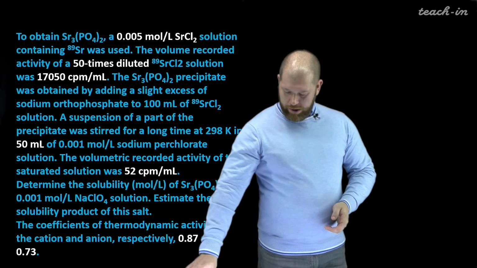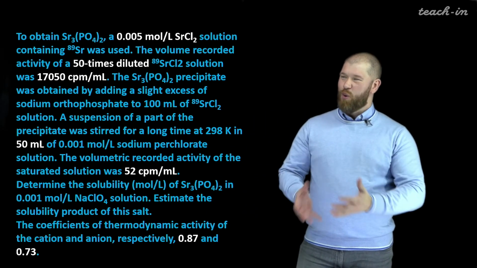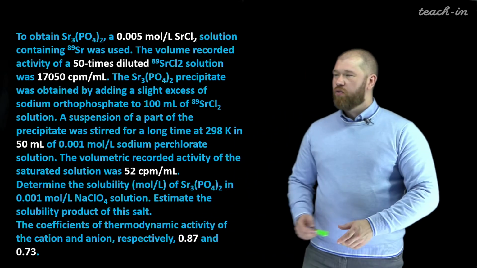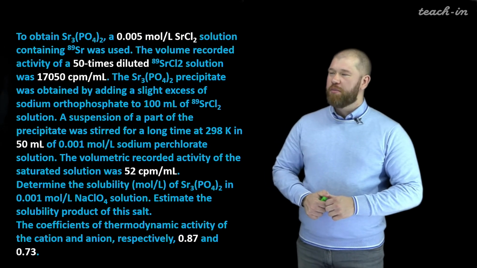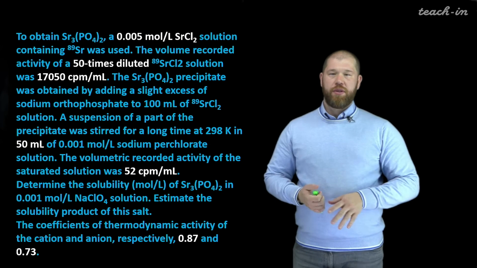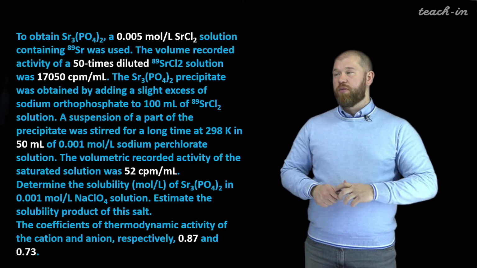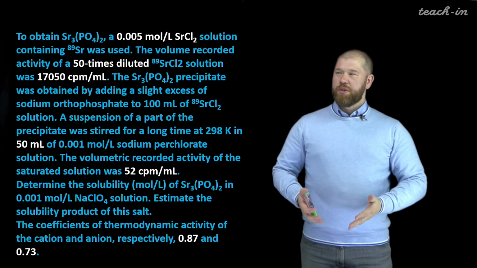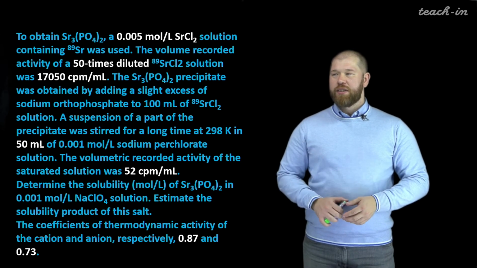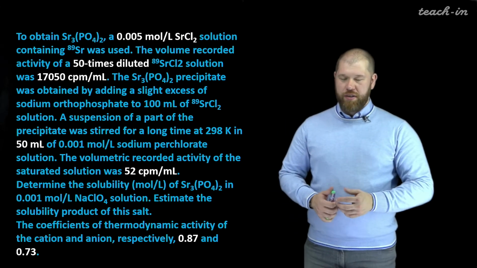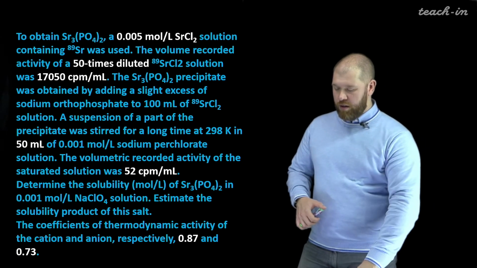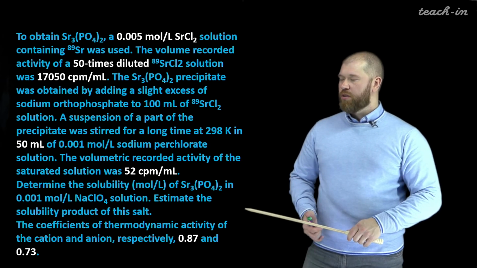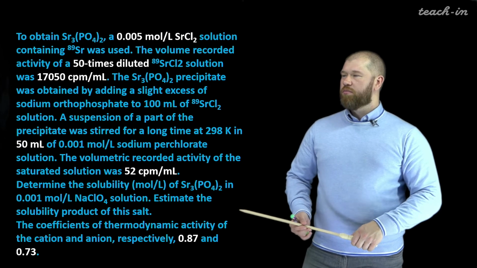So the next task is looking quite long and maybe looks quite difficult, but we will try to understand the whole task step by step. So we can use the radionuclide tracers to solve different tasks, from the animal blood volume to some thermodynamic studies. Like in this task, we have to determine the solubility product of strontium phosphate, or of course we can use the same technique to calculate the solubility product of any other compounds.